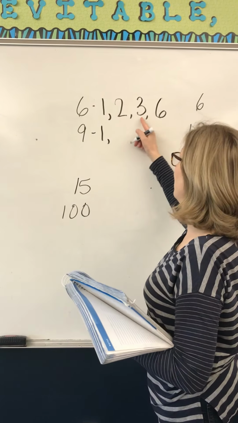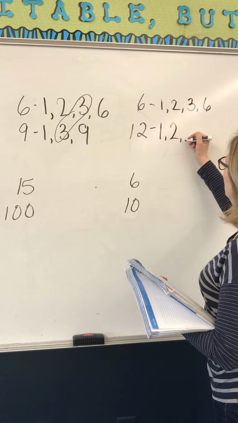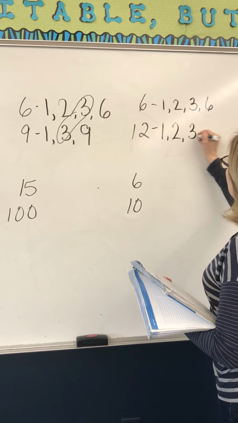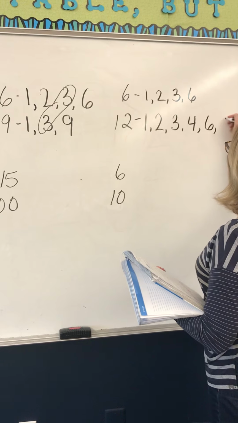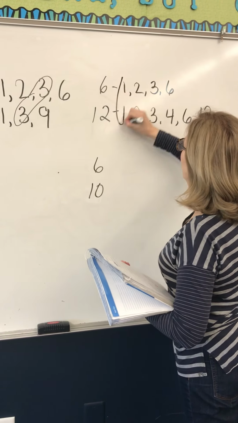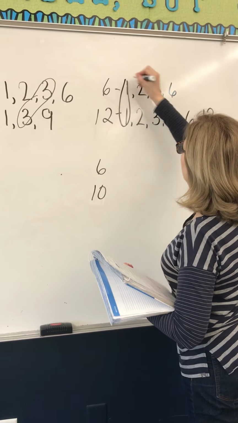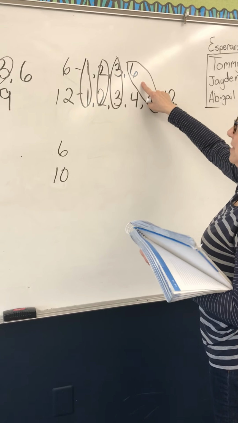Let's do 6 and 12. 1, of course, and we know 6, so we'll do 2, 3, and 6. 12: 1, 2, 3 goes into 12 evenly, 4 goes into 12 evenly, 6 goes into 12 evenly, and then 12 because we've reached the halfway point, remember? So we have 1, 2, 3, and 6. 6 is the greatest number that goes into both, so 6 is our greatest common factor.